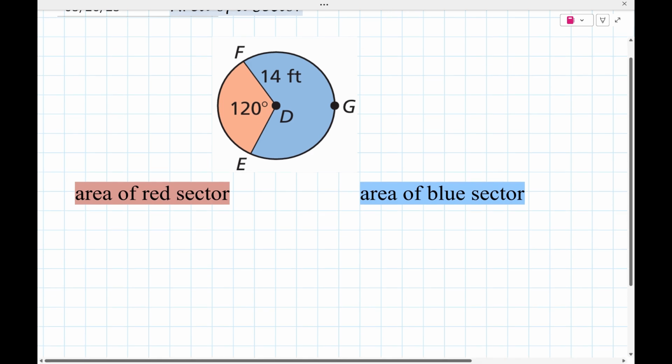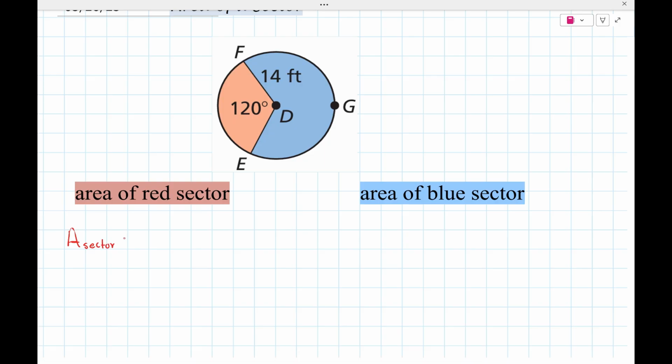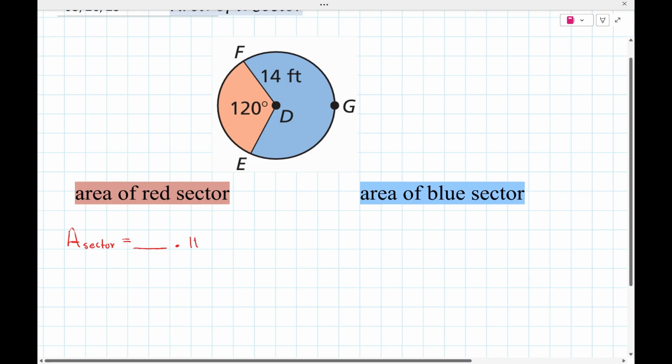So we apply our formula here. This is what it would look like. We want a portion of the circle, and we'll take it from the area of the entire circle, which is pi r squared. On my circle, let's identify what the radius is, which is 14 feet.